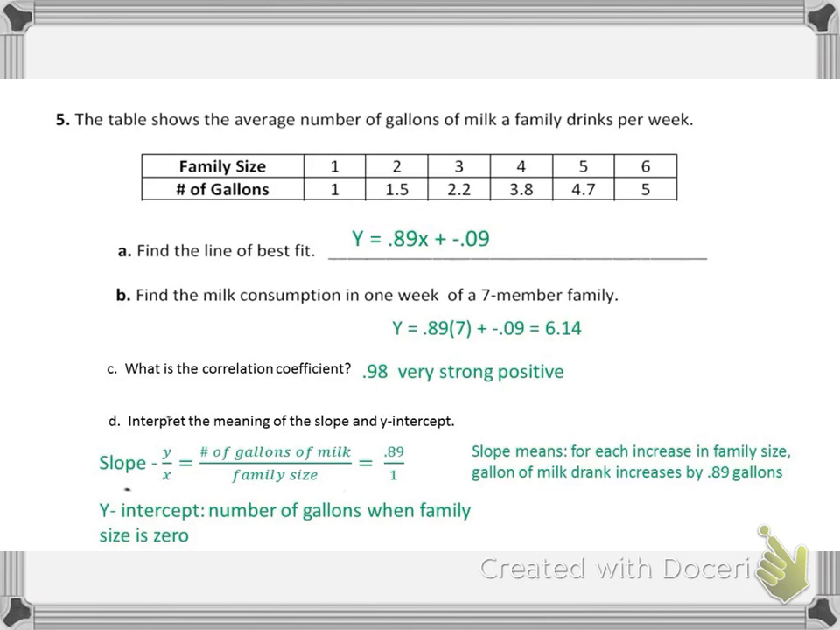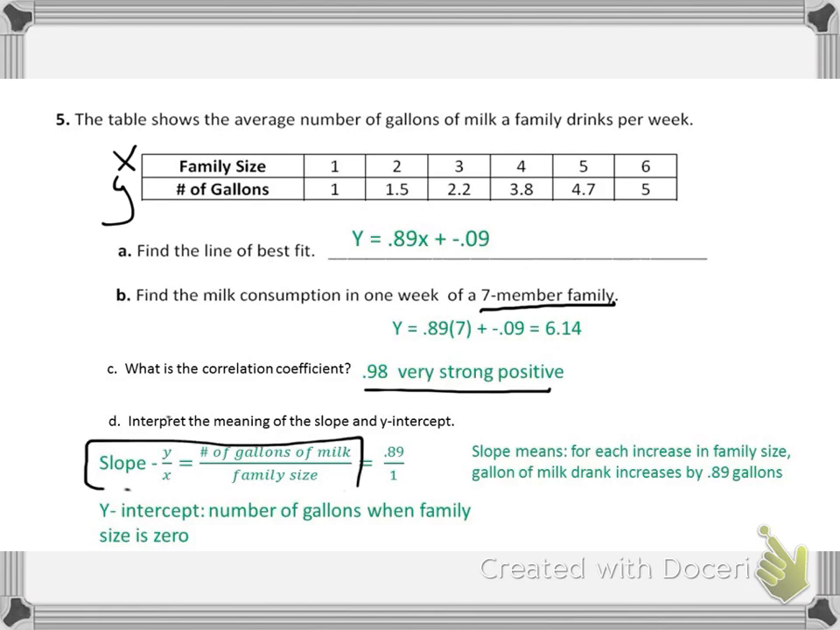This is the same thing as all the rest of them. This is X. This is Y. Put it into Desmos. Okay? So go ahead and try putting it into Desmos and see if you get the same answers that I get. They want to find a 7-member family. So you have your 7 there. Coefficient is very strong.